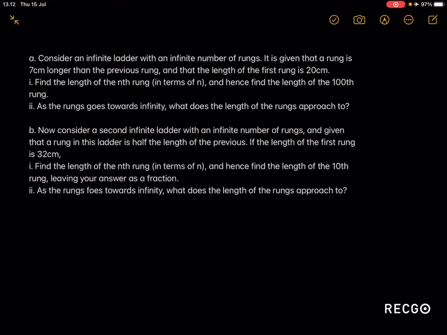Here we're going to look at another number patterns and sequences problem. So here we have two parts. For the first part, we need to consider an infinite ladder with an infinite number of rungs. It is given that a rung is 7 centimeters longer than the previous rung and that the length of the first rung is 20 centimeters.